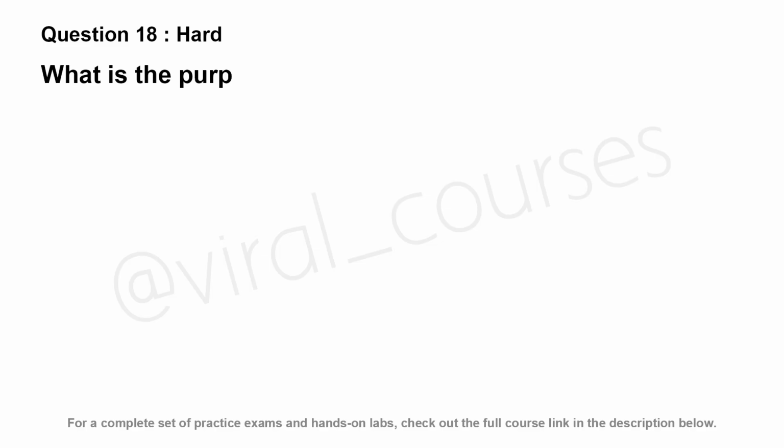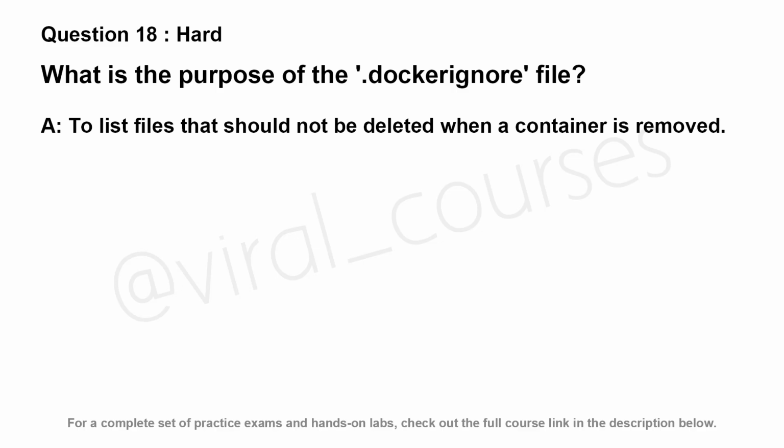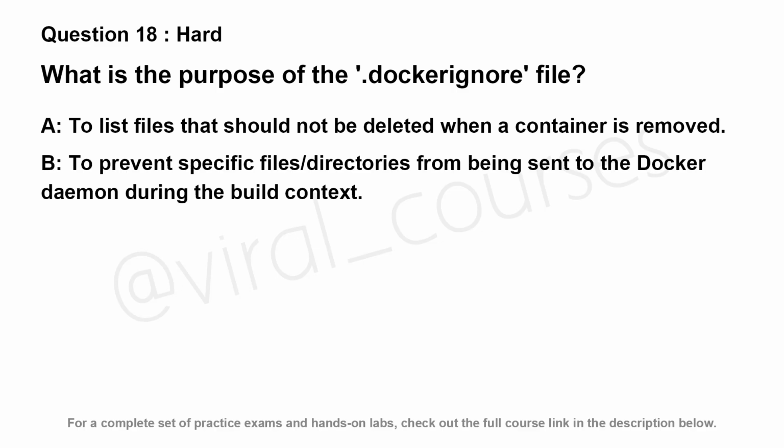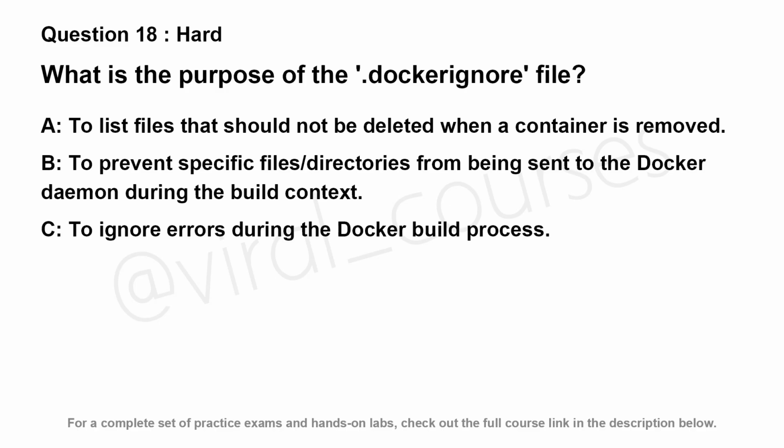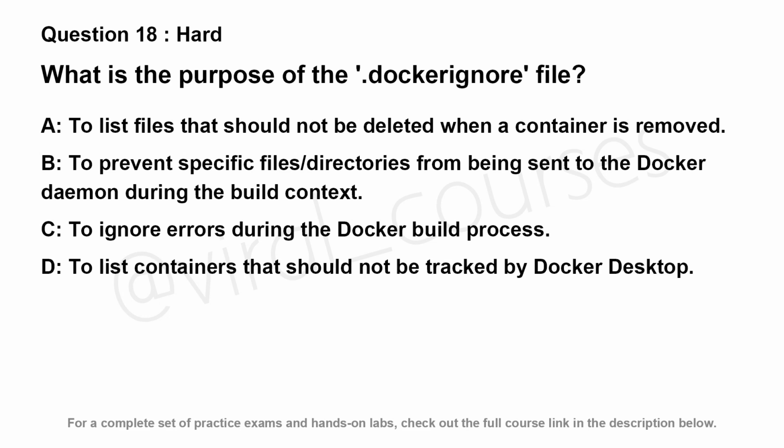What is the purpose of the .dockerignore file? Option A. To list files that should not be deleted when a container is removed. Option B. To prevent specific files and directories from being sent to the Docker daemon during the build context. Option C. To ignore errors during the Docker build process. Option D. To list containers that should not be tracked by Docker Desktop.